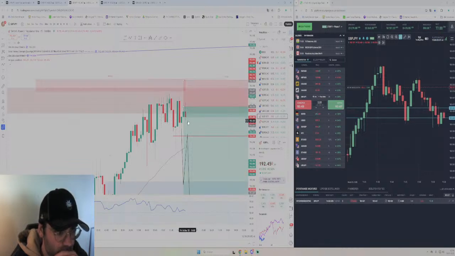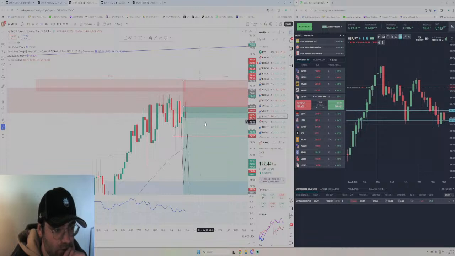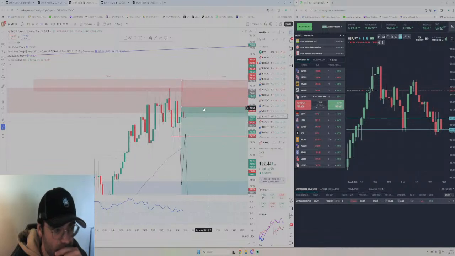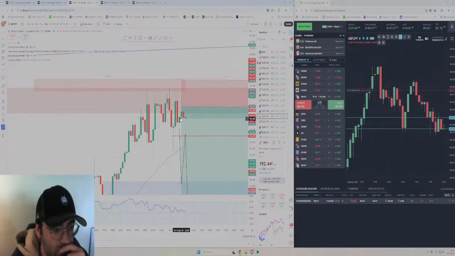Really would love this 15-minute to close under. That's 30 seconds. There's still a chance. It is trying to. 20 seconds. 10 seconds. 8 seconds. And it looks like it failed, but it did body close under, so that's good. However, that would have been great.